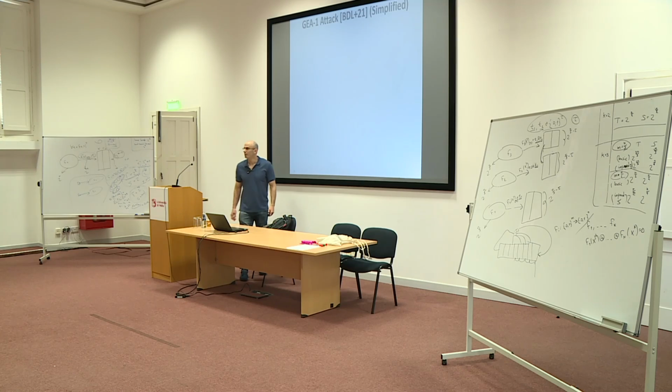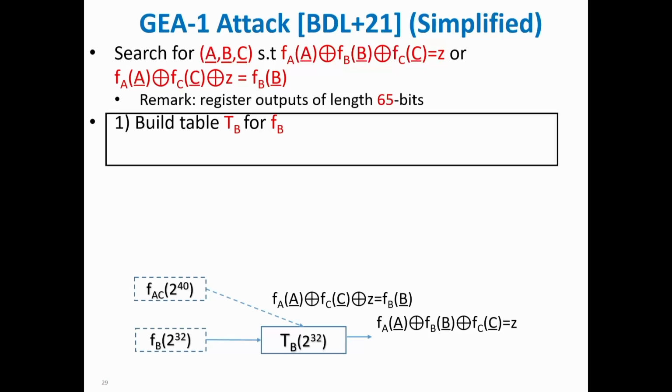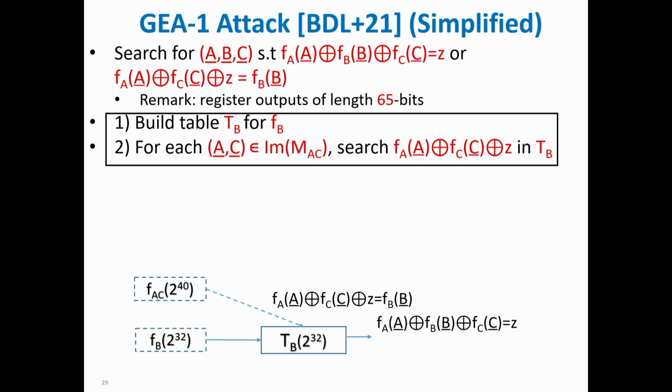Okay, so let's see now how we exploit this weakness in an attack. The attack is essentially based on k-XOR. That's how we run the attack, so let's do it on the board.